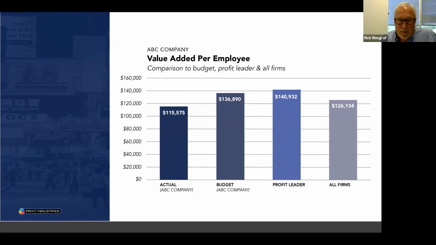In this particular example here, this is a real example. Their budget was $136,000 in dollars of value added per employee. Their actual performance was quite below, and obviously this was impacted by COVID and the downturn and that type of thing. So we're probably going to see some of that type of thing in our metrics for a year or two as we recover from that. But it's still an important benchmark and a comparison that we use.